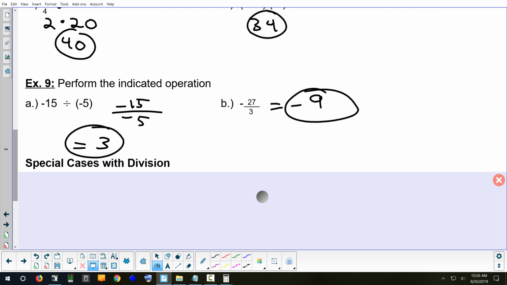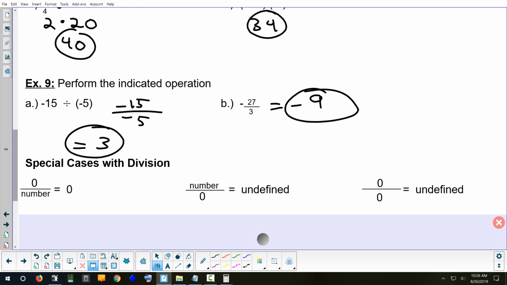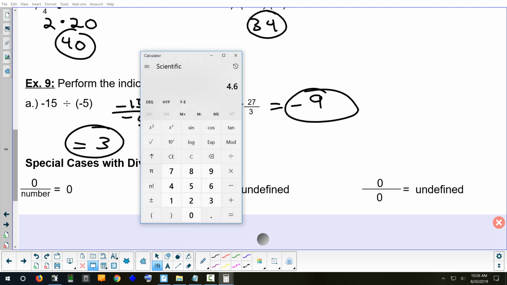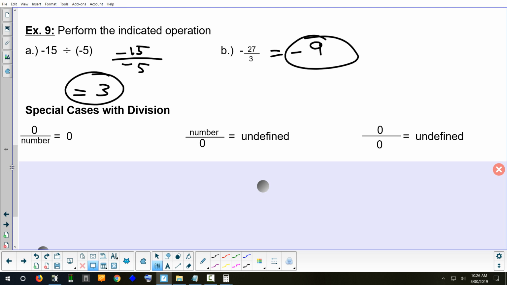Now, there's a few special cases, and the special cases come up when you have 0. Okay? And I have them already written for you there. If you take 0 and divide by a number, the answer is always 0. Okay? You can try it on the calculator. 0 divided by 8. 0. 0 divided by negative 9. 0. 0 divided by anything is 0.